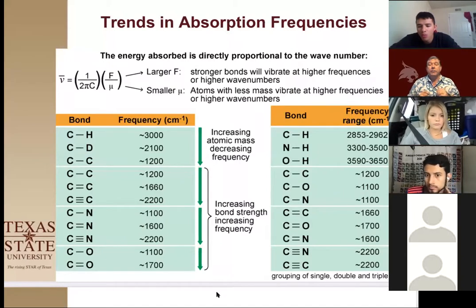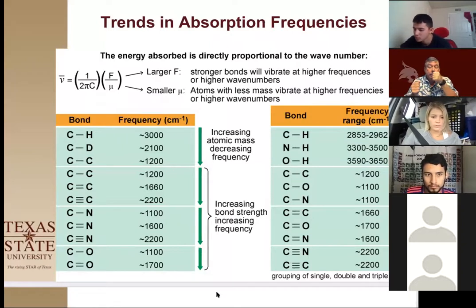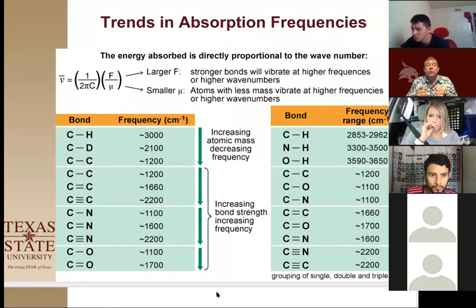The other thing that's important is what we call the reduced mass. And the reduced mass is basically the difference in mass between those two atoms. So if you have a heavy atom and a light atom, that's gonna vibrate more at a higher frequency than two atoms of the same molecular weight. And so we'll see this in this table below.